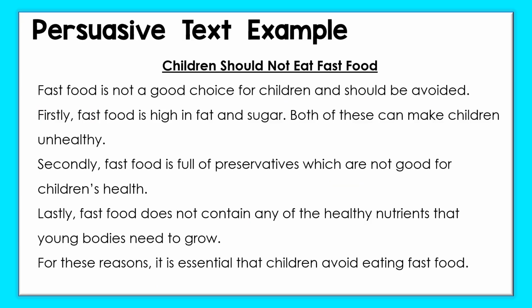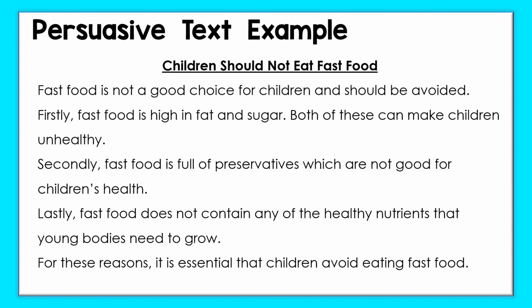Our second text is children should not eat fast food. Now remember, persuasive text is expressing someone's opinion. It doesn't mean it's true. You may agree, you may not. So let's see what this author has written.